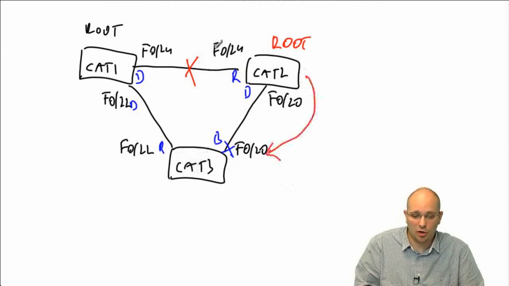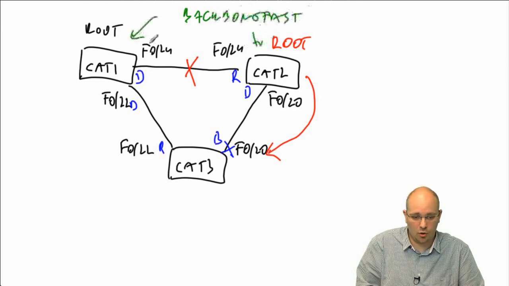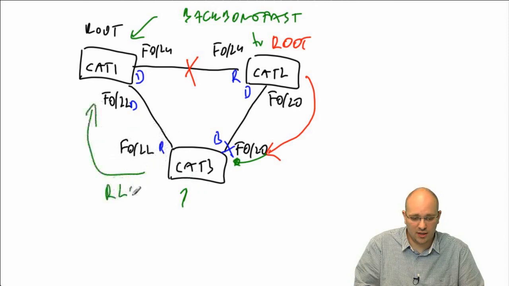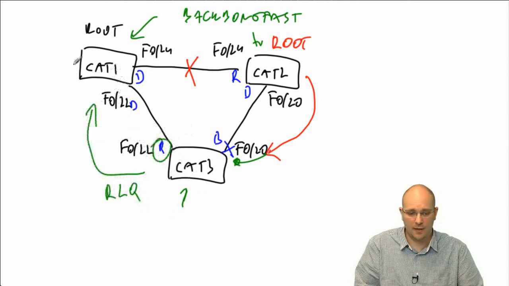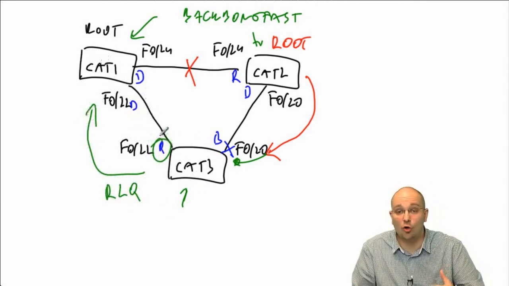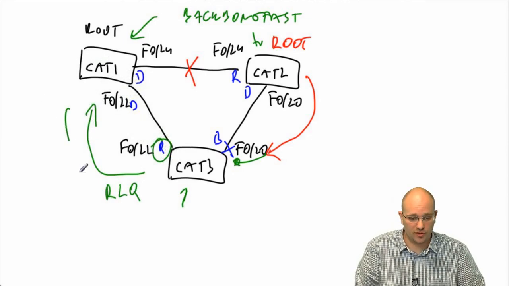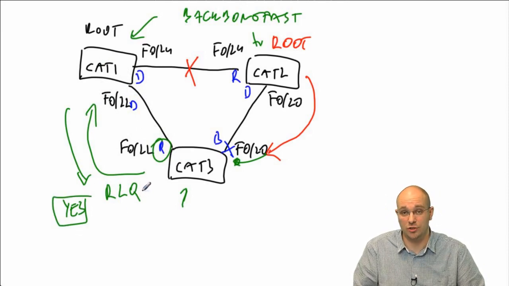But now, because we have enabled BackboneFast on Cat2, on Cat1, and Cat3, when this frame arrives on this port here, what Cat3 can do is send out the root link query to Cat1 out of its root port asking Cat1, hey, are you the root? Or is this correct, is this the best path to reach the root? When Cat1 receives this frame, it's going to respond back saying, yes, this is correct. This is the best path to reach the root.